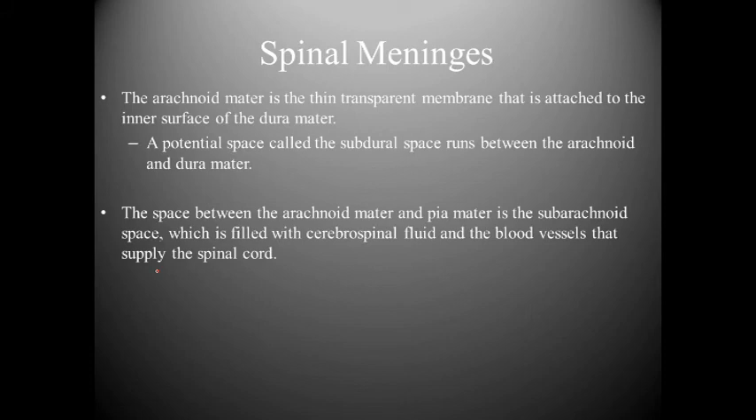The arachnoid mater is the thin transparent membrane that is attached to the inner surface of the dura mater. A potential space called the subdural space runs between the arachnoid and the dura mater. The space between the arachnoid mater and the pia mater is the subarachnoid space, which is filled with cerebrospinal fluid and blood vessels that supply the spinal cord.